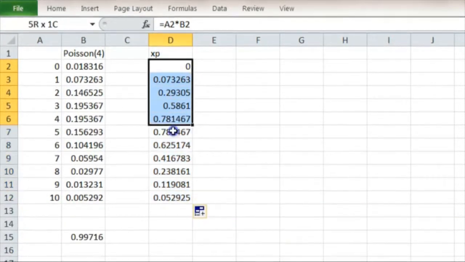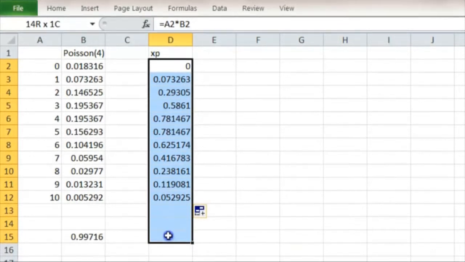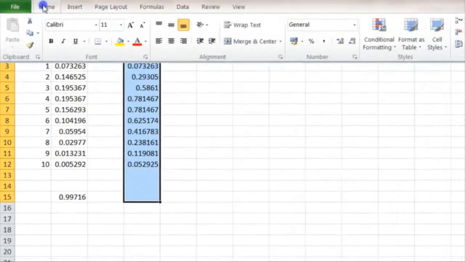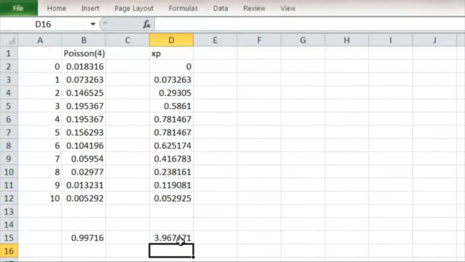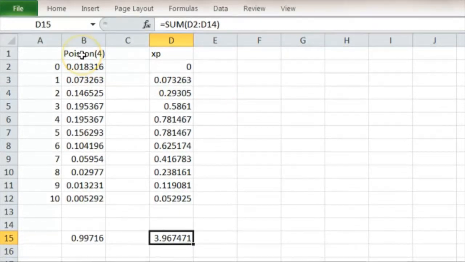Let's add them up now. Dragging down the middle, go to home and sigma, and what we can see there is 3.967. And of course we know, in fact, that for the Poisson distribution, the parameter is the mean. So this distribution does have a mean of 4.